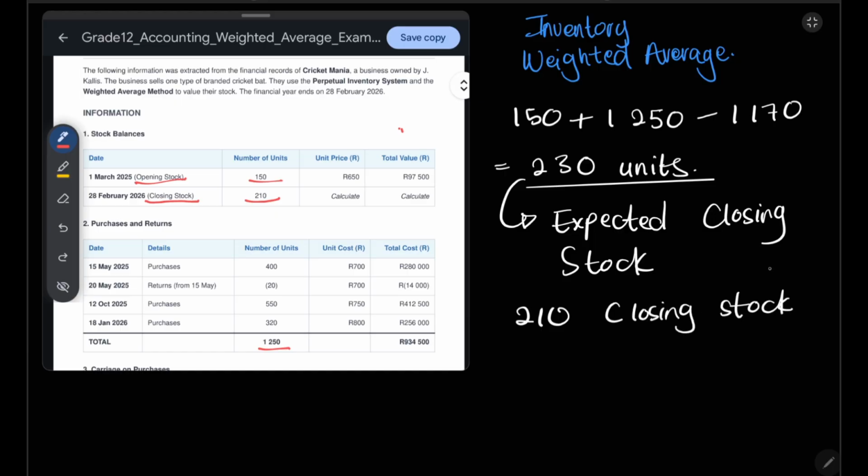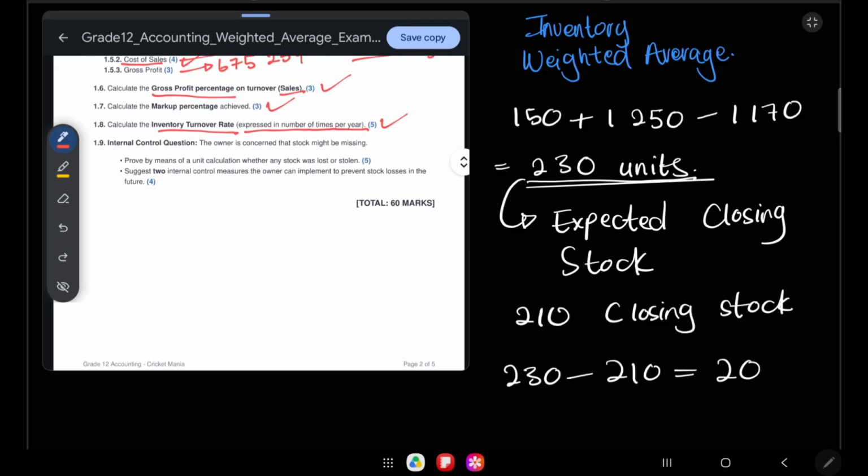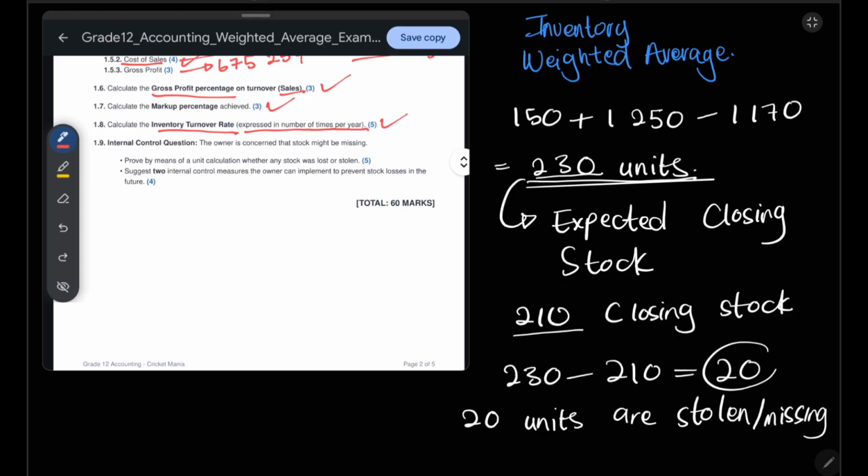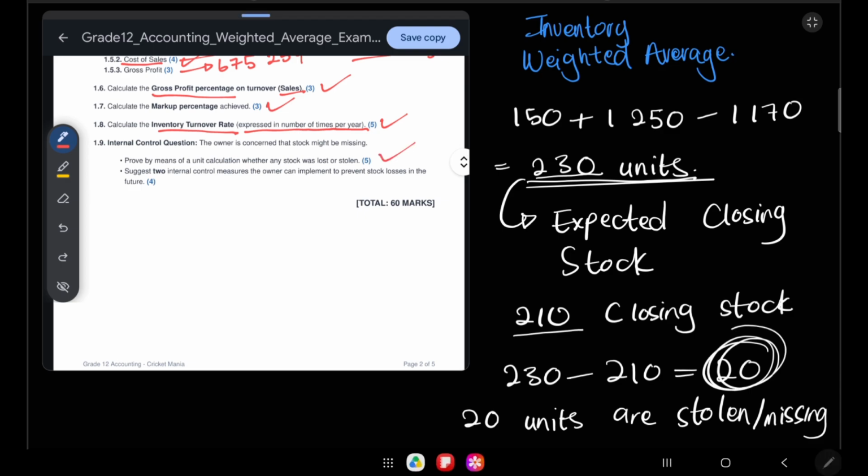The one that you're given, okay? And this you just calculated. Let's say 230 minus 210. 230 minus 210 is 20. So that basically means that 20 units were stolen or are missing. So let's say 20 units are stolen or missing. You're supposed to have 230. However, the stock count is 210. 20 units are missing. So you've proven that. We've just answered that question for 5 marks.